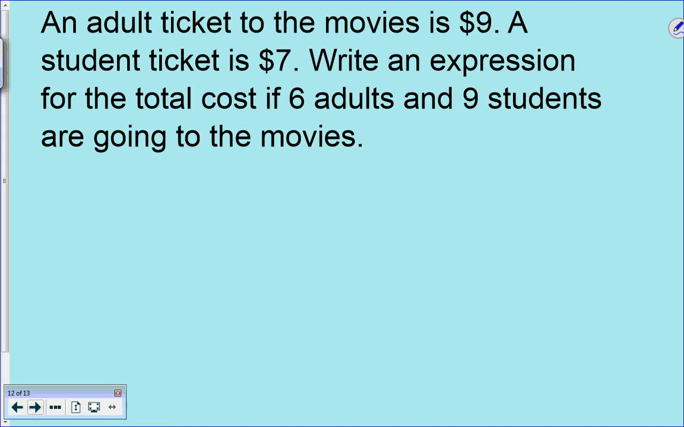An adult ticket to the movies is $9. A student is $7. Write an expression for the total cost if 6 adults and 9 students are going to the movies. Do this by yourself, and I want you to solve it. Well, you pretty much write an expression when you solve it. So, show me what you're doing to solve.